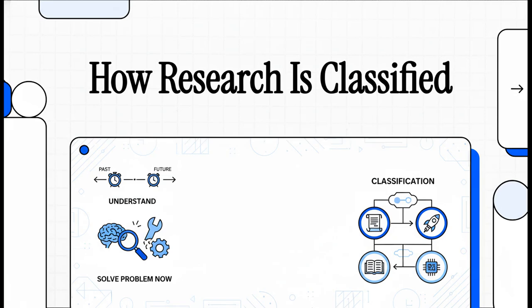Not all research is trying to answer the same kind of question. Some questions look to the past, others are trying to predict the future, some are just about understanding for the sake of it, while others, well, they need to solve a problem, like right now. So how do we possibly make sense of it all? Today, we're going to break it down and classify scientific research.